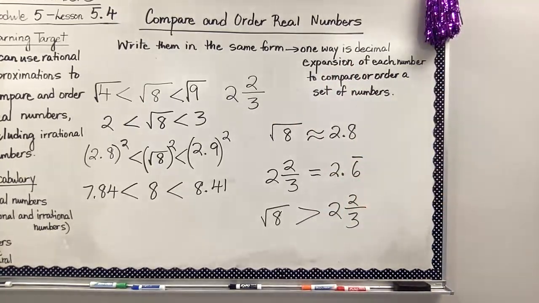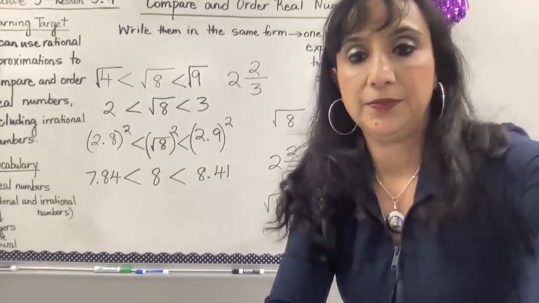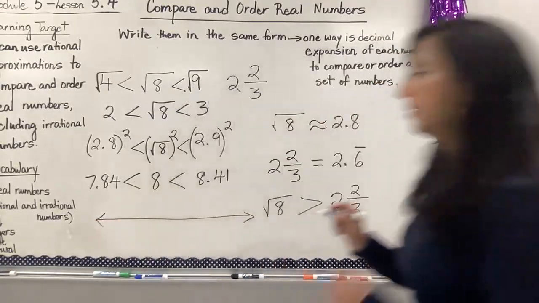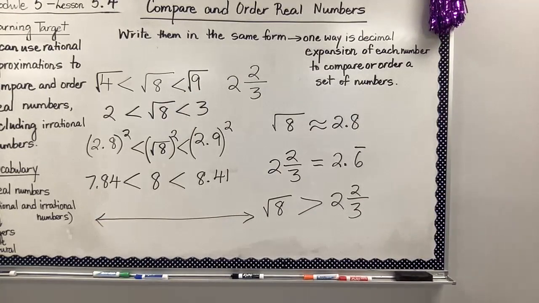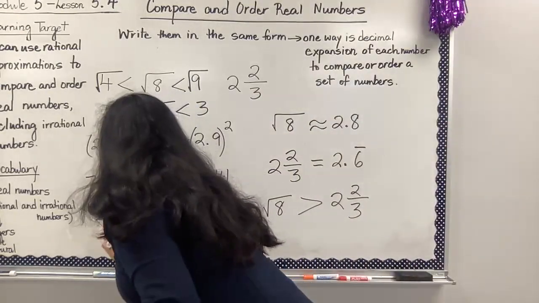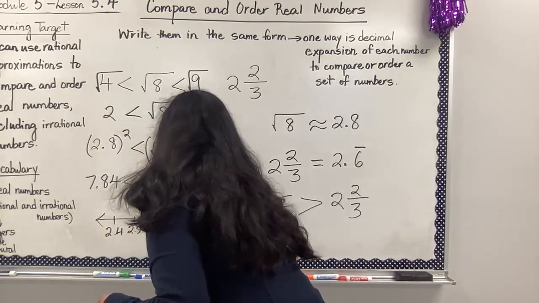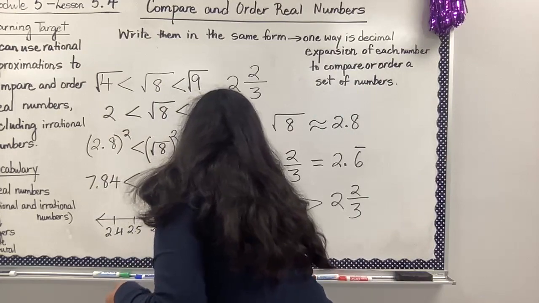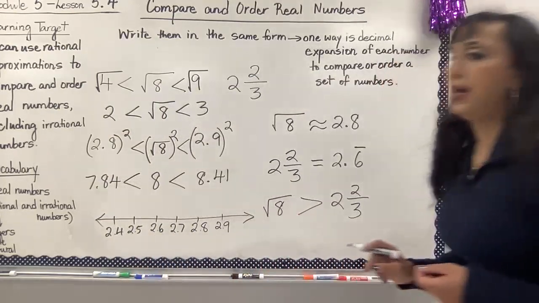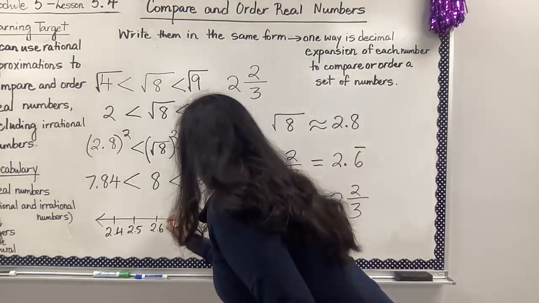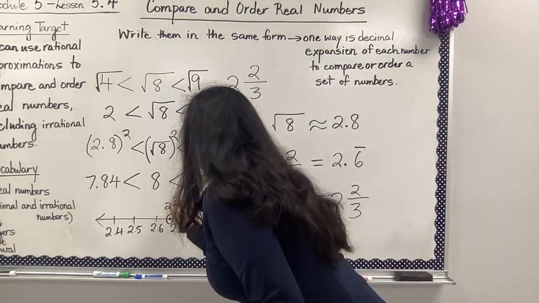Now, if we were graphing this on the number line, and we have this, so if I had 2.4, 2.5, 2.6, 2.7, 2.8, 2.9. Okay, so if I have got this written out like this, I know that 2 and 2/3 is going to be here. This is 2 and 2/3.